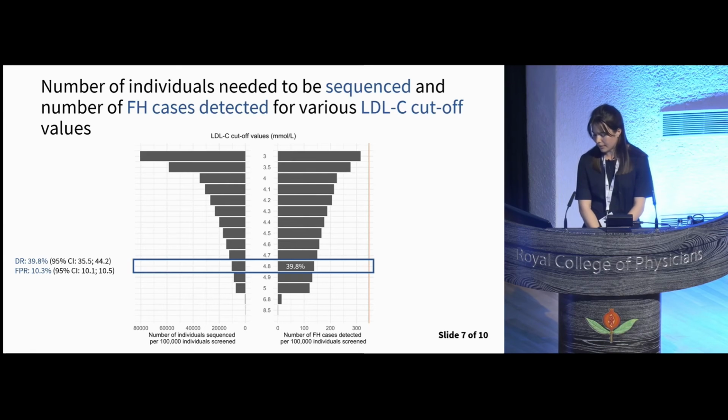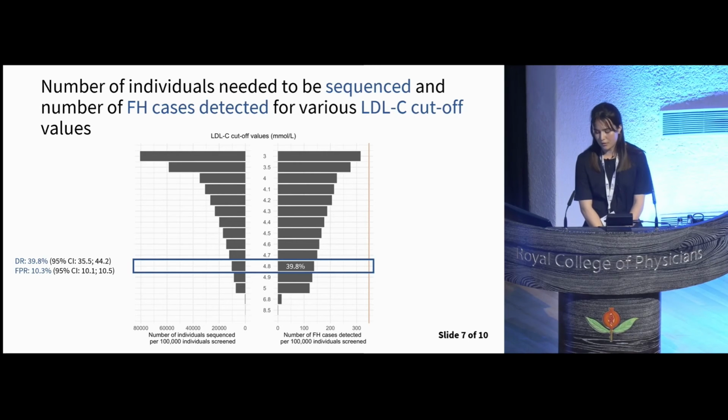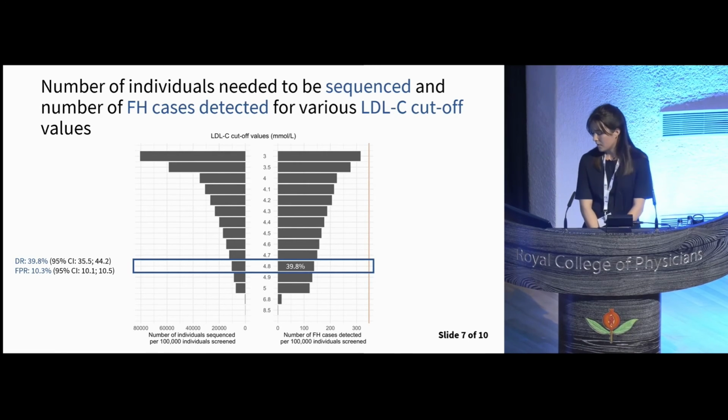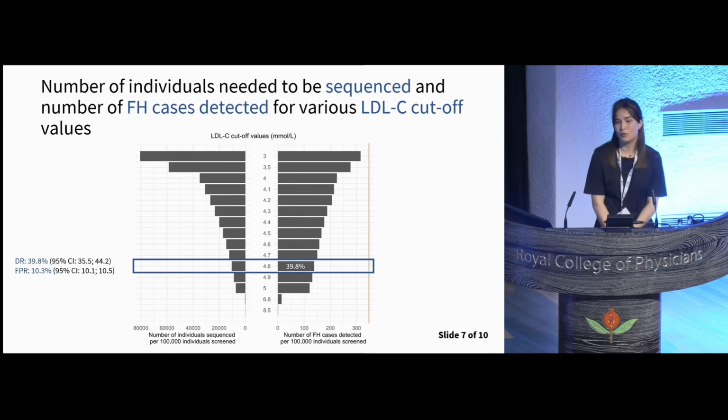Now if we have a look at the LDL cholesterol threshold value of 4.8 millimoles per liter, the detection rate, or the sensitivity that we obtain, is almost equal to 40% for a false positive rate of around 10%. And at the moment, only around 7% of UK FH cases have been diagnosed. So this would be a vast improvement to the current situation.